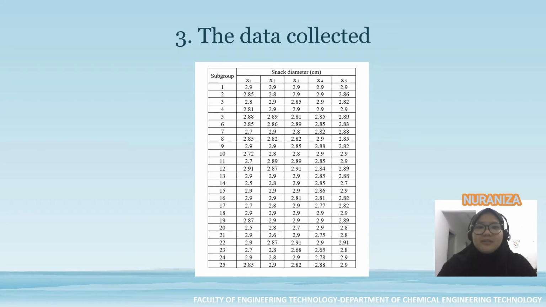So the third step is the data collection. The sample that we choose is 25 samples, with each sample having 5 subgroups. In here, as we can see, the number of samples chosen is 25, and the subgroup size for each sample is 5. Next, after the data of snack diameter is collected, we continue to the trial center line.